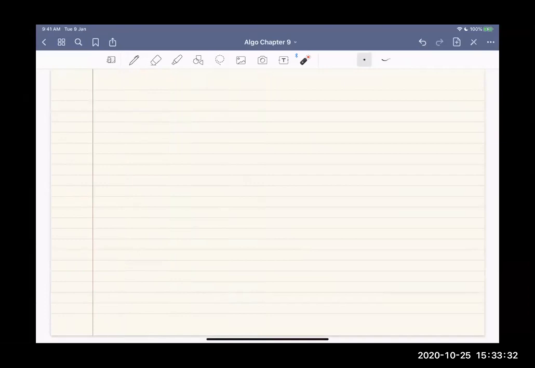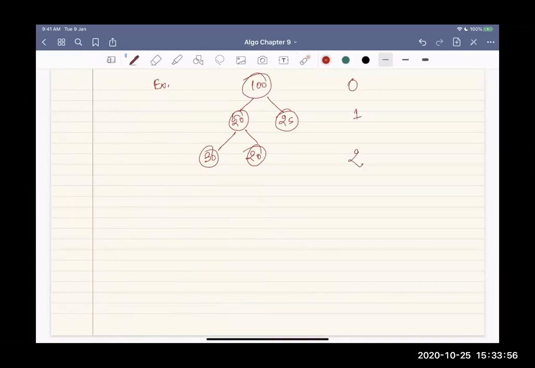So let's take an example. The parent has the highest value, and suppose only 50 has two children, and they are filled from left to right. And 25 does not have any child. The levels are 0, 1, and 2, and levels 0 and 1 are full, but 2 is not full. But whenever it is not full, the child nodes are filled from left to right. Okay.